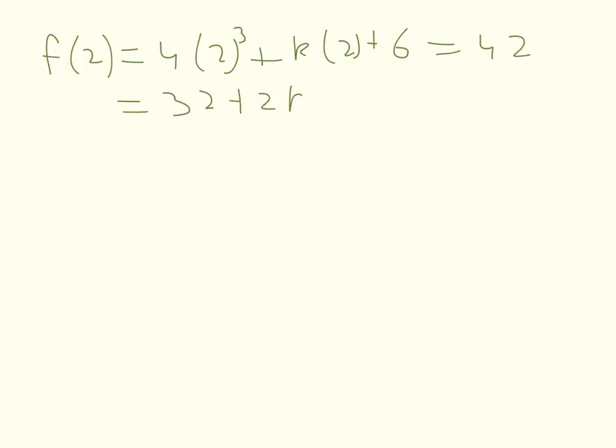F of 2 within the given equation would give me 4 into 2 to the power of 3 plus k into 2 plus 6. As they've given to me the remainder, I will note that down side by side, and I have 42 here. By the use of the remainder theorem, what I'll be now left with is 32 plus 2k plus 6, which gives me 42 once again. And therefore, k would equal 4 over 2, which is equal to 2. So now I have the value of k.